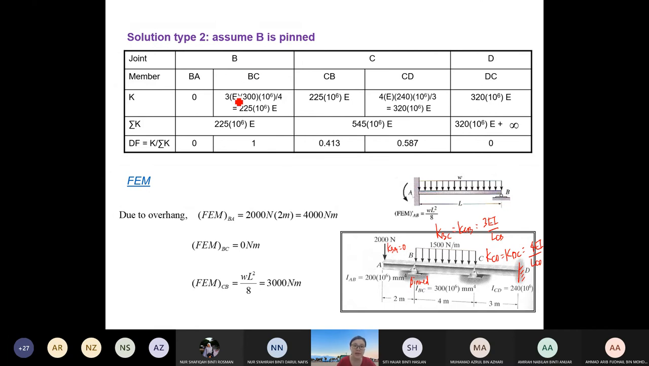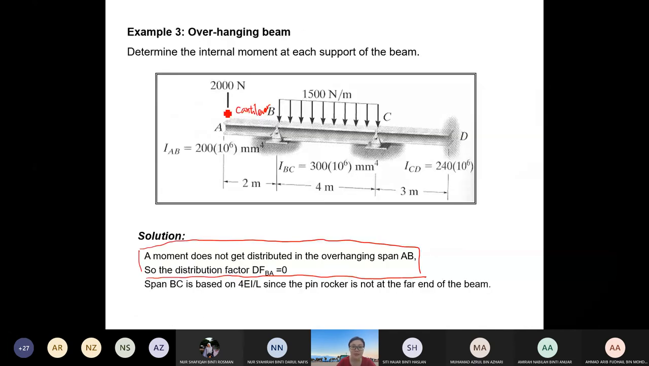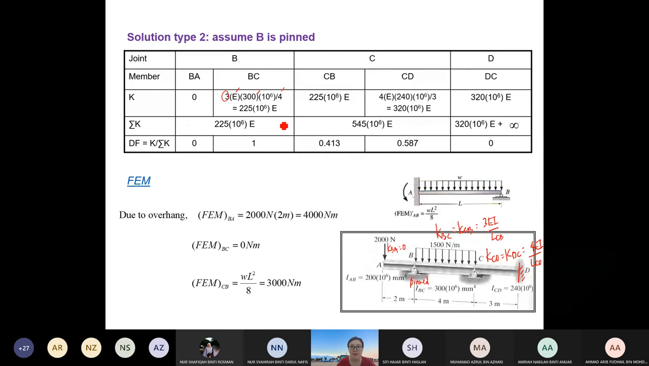So this is why here we have 3EI over L. L is 4 meter. Just substitute the E given here. Sorry, the I is different, the I value. Now, BC and CB are the same member, and KCD is 4EI over L. So you get 320 E6E. Okay, so then how to get the DF?